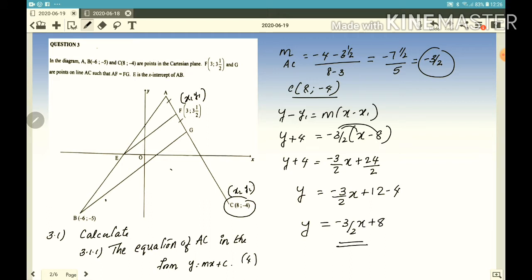Since it has 4 marks, I will show you the mark allocation. 1 mark is for the gradient. Then 1 mark is for the substitution in the gradient formula. Then 1 mark is for the substitution in the straight line formula. Then 1 mark is for the final answer. So 4 marks.